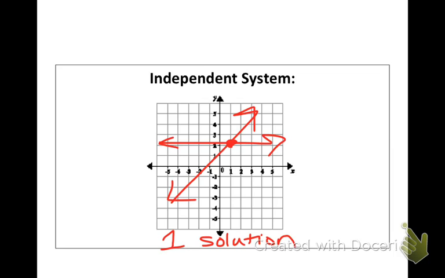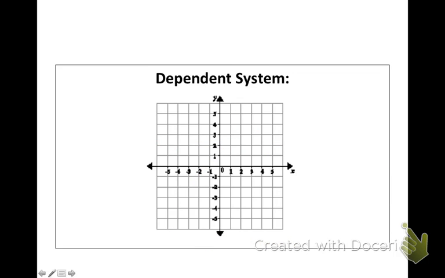Okay, so independent means what's true about the slopes? They're not going to be the same. So you're going to have different slopes. Not necessarily different y-intercepts. You could have the same y-intercept, but you're going to have different slopes for your line. For it to have different slopes, that means it's going to intersect. All right, so our second type of classification is something that's called a dependent system. And a dependent system is when the line is exactly the same.